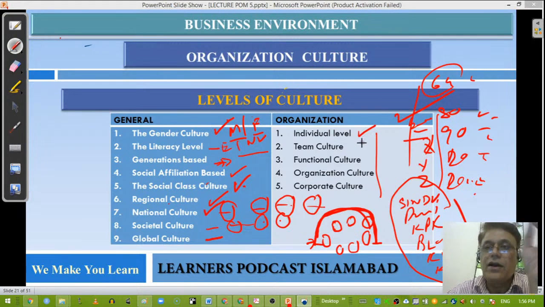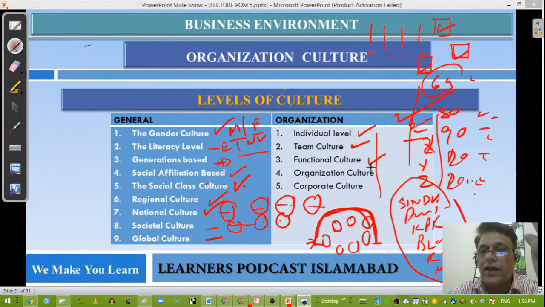So that is called the first layer, the individual level. Then the team level or group level, like you guys are in a class, you make a team. Similarly, the functions: in the organization there is the marketing department, the production department, the finance department. These are the different business functions. They have their own culture on the basis of their department. And if the organization is located in different areas, every entity has a different culture.